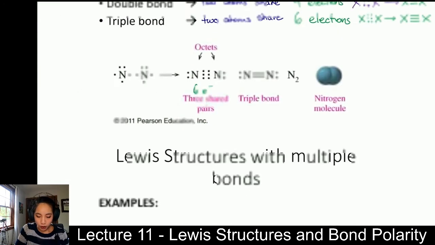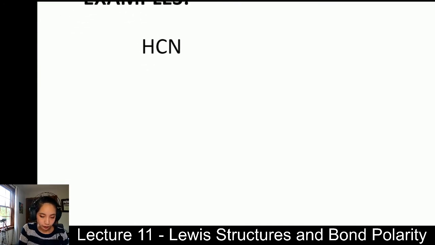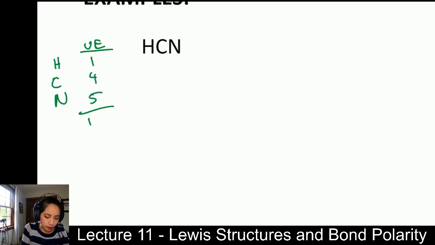So let's go back to our HCN example. Let me just redo this. For HCN, valence electrons, I think there was a total of 10. We had 10 valence electrons.